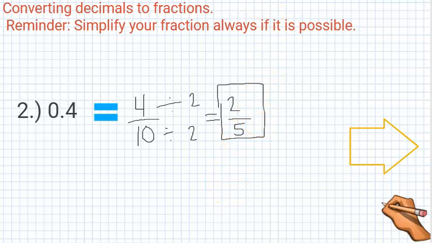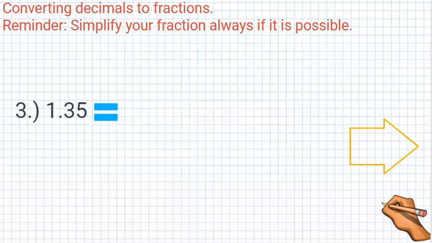Now, we're going to continue with our problem. We've got converting decimals to fractions 1.35. Okay, we've got a mixed number. So we've got 1, and 35 over 100. Because it's in the hundredths place.